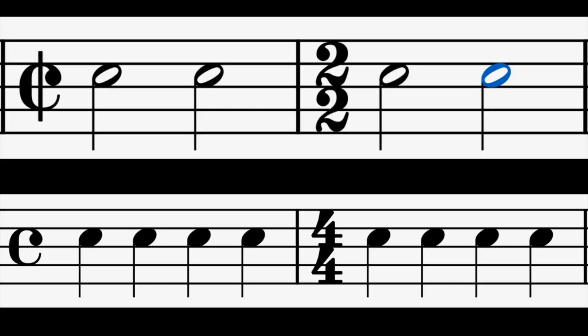We also have something called cut time and common time. Those are just different names for 2/2 and 4/4. We also get something called odd time signatures, which is where the top number in the time signature is an odd number. You might have 5/4, 7/4, 7/8, 11/4. All of those would be odd time signatures.